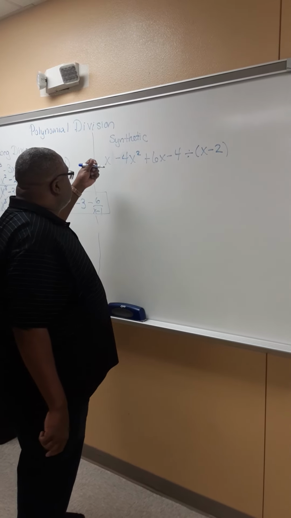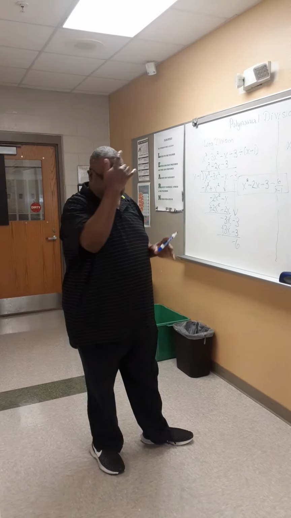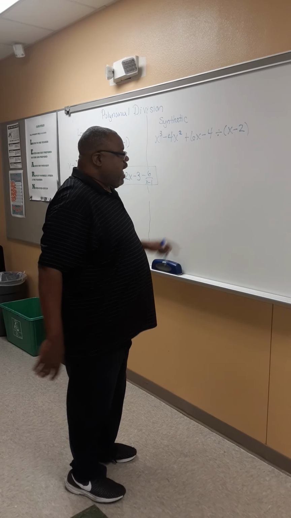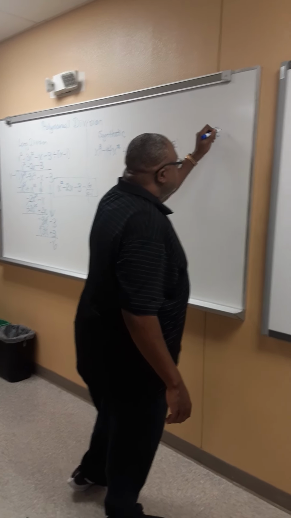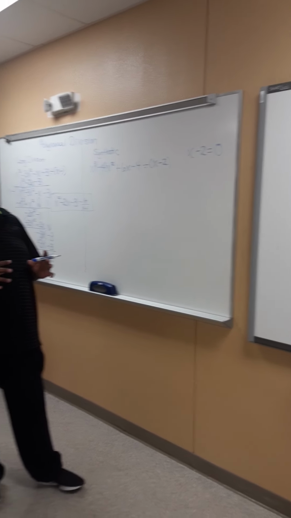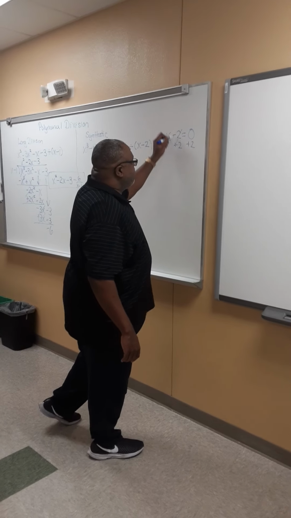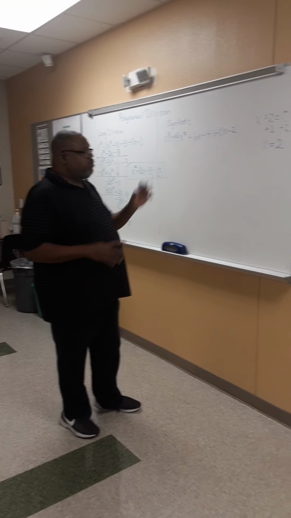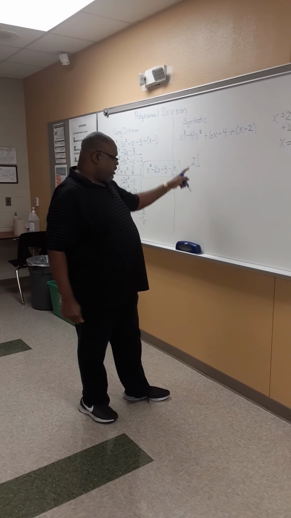Okay, so moving over to here, the synthetic is a lot easier. It is so much easier to do synthetic. So, in order to do synthetic division, I'm going to start with my divisor. So x minus 2, I'm going to set that to equal 0. And I'm going to take that little small equation and solve for x. So if I add 2 to both sides, x equals 2. Now I'm going to take this 2, okay? I'm going to take the 2 here.